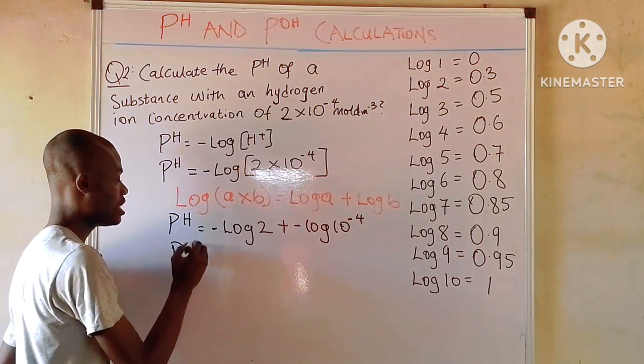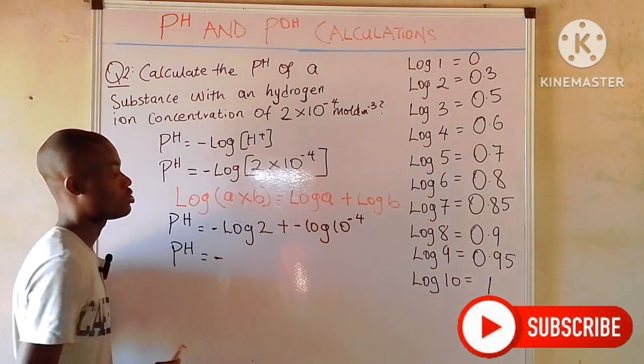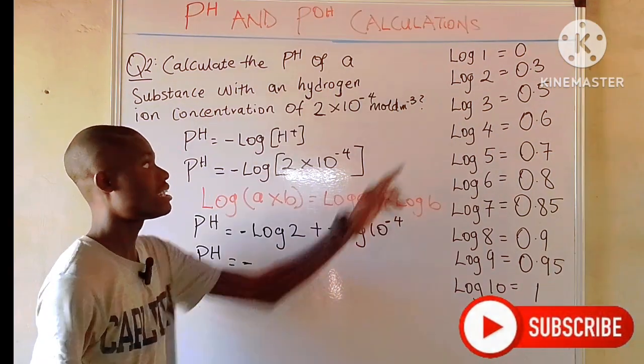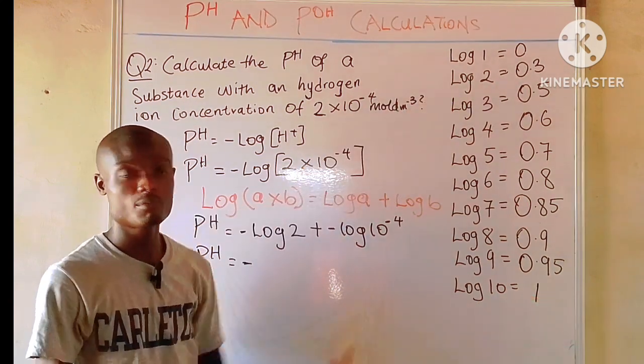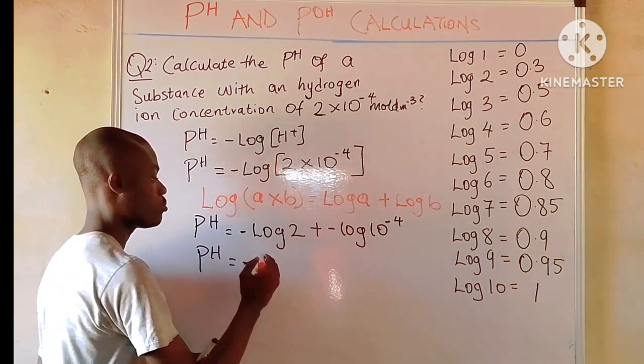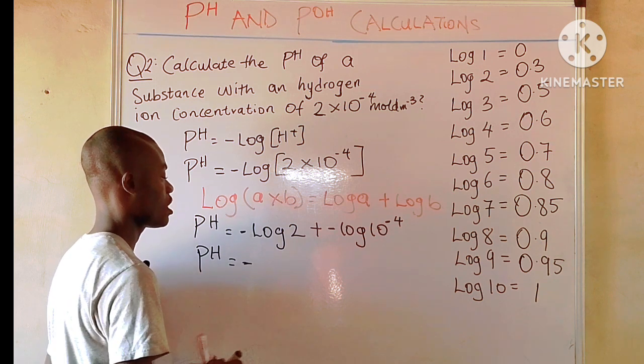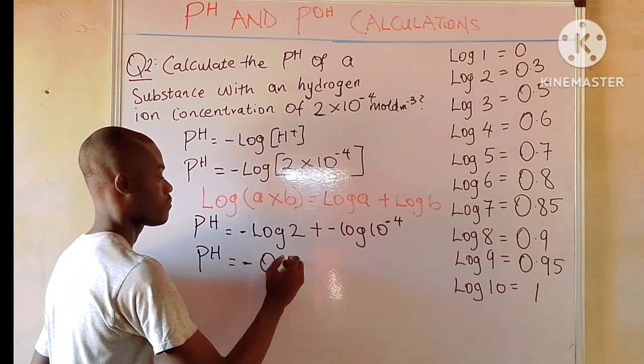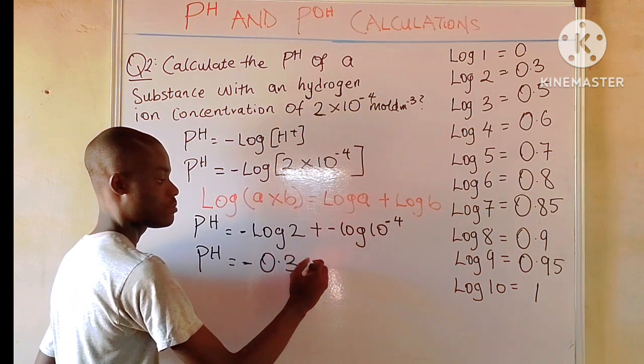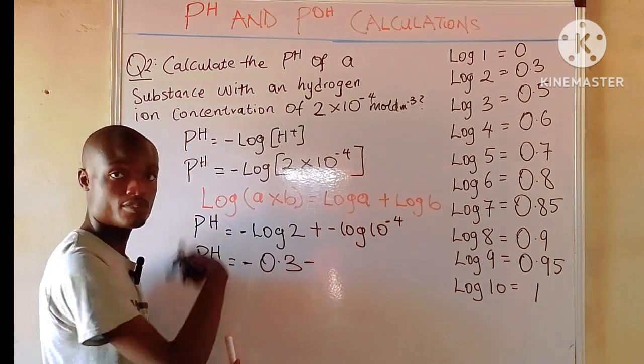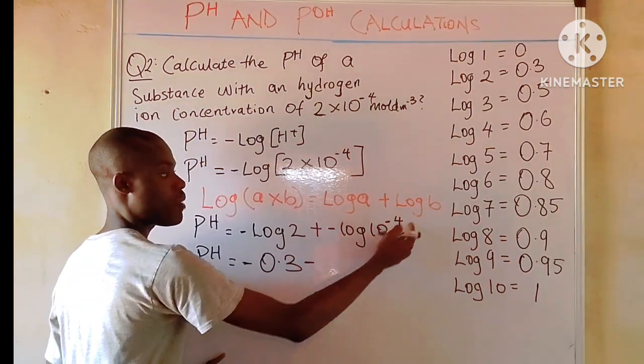So we can therefore solve this as pH is equal to minus, now log 2, and we simply get log 2 from these values we have memorized, and log 2 is 0.3. So we have log 2 as 0.3, plus minus is minus. Recall that in our previous question, we said we can simply take this power to the back.